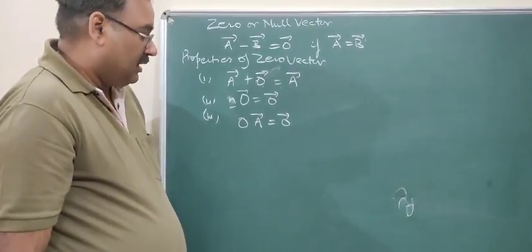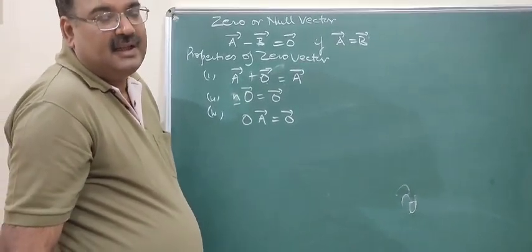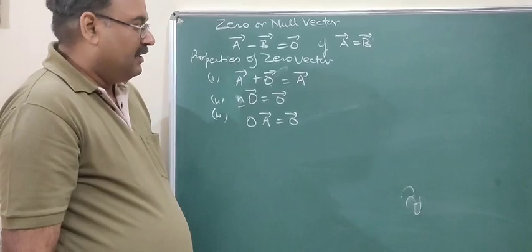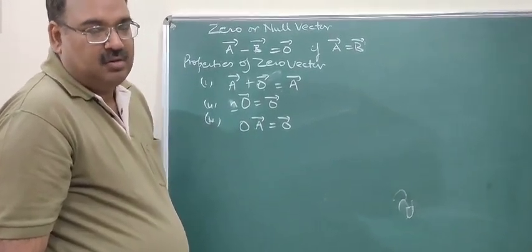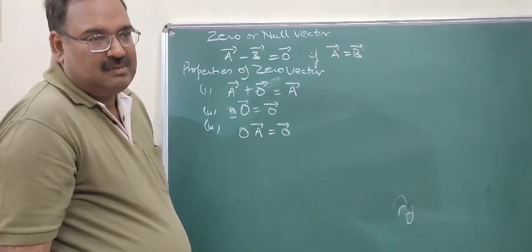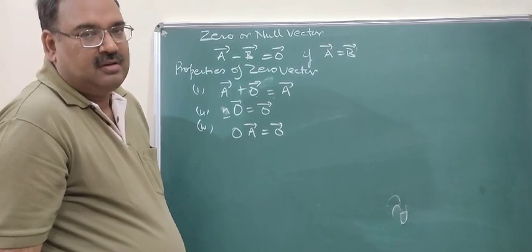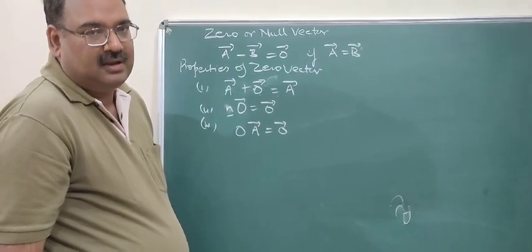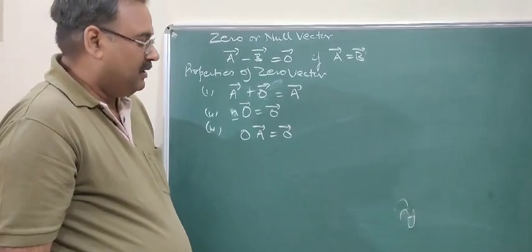Then the third one, if 0 is multiplied to any vector A, again it will result in a zero vector because the magnitude will become 0. So if the number 0 is multiplied to any vector A, then the result is also a zero vector. Is it clear? So our resultant vector will be a zero vector.